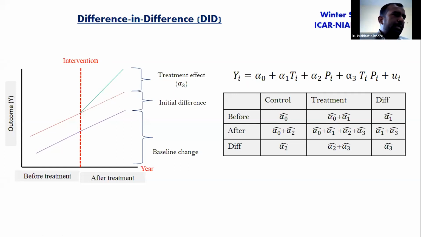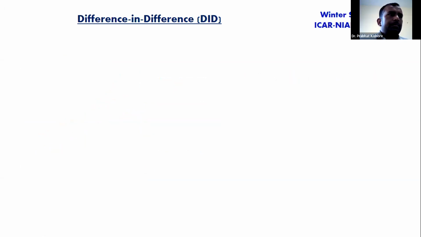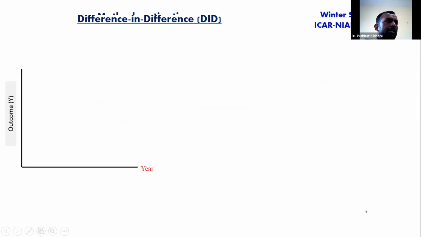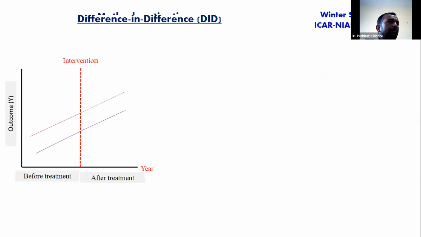Here also, as I was saying earlier, there is the problem of how the comparison units are chosen. There will be ambiguity in how you have selected Madhya Pradesh or how you have selected Uttar Pradesh. Still, ambiguity is there. But this can be done on disaggregate-level data, like cost of cultivation, and we can also survey.